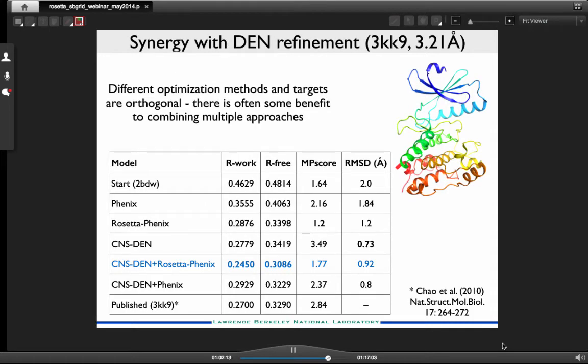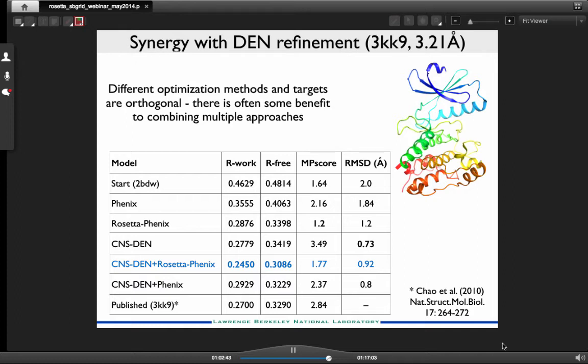One other thing I wanted to mention is that what we found was that in some cases, the combination of the different refinement methods ends up working the best. So for this particular example, both DEN refinement and Rosetta did very well at moving it towards the final model. Again, Rosetta had better geometry. CNS had lower RMSD to the published structure. Both of them had comparable R factors.